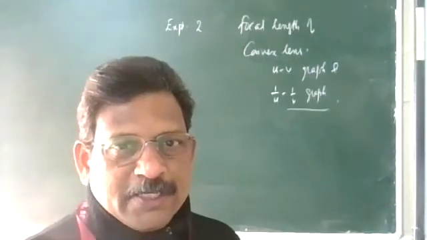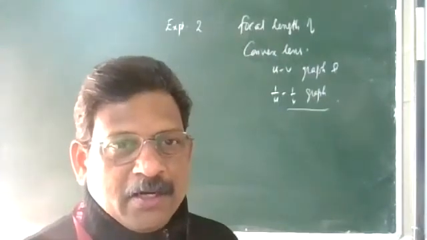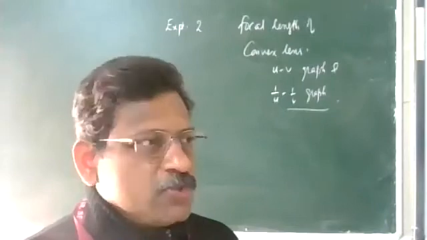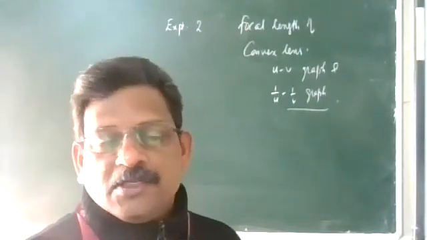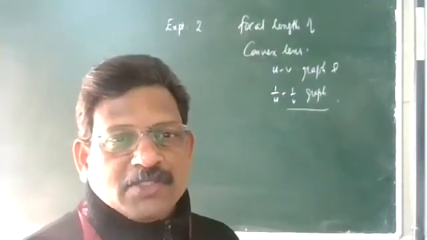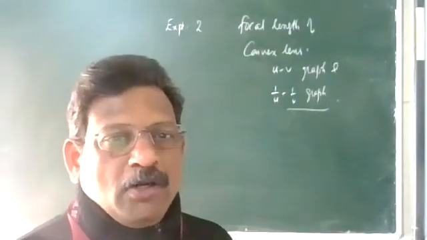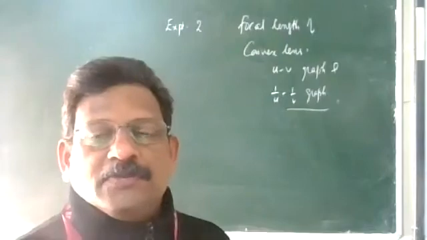In this experiment, we are dealing with only the real image. So the position of the object should be beyond the focal length. Suppose the focal length is approximately 15 centimeter, then the object should be beyond that. We'll do the arrangement.